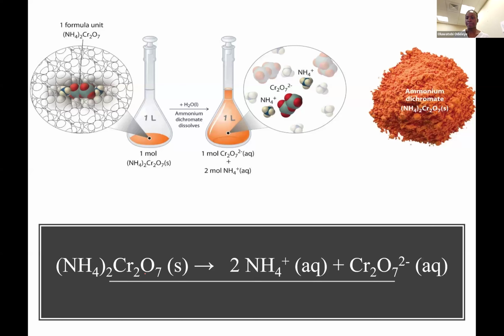Here's another example of that. So I have this compound. When it breaks up in aqueous solution, it breaks up into two of the ammonium ion and one of the dichromate ion. Okay, and they're aqueous.